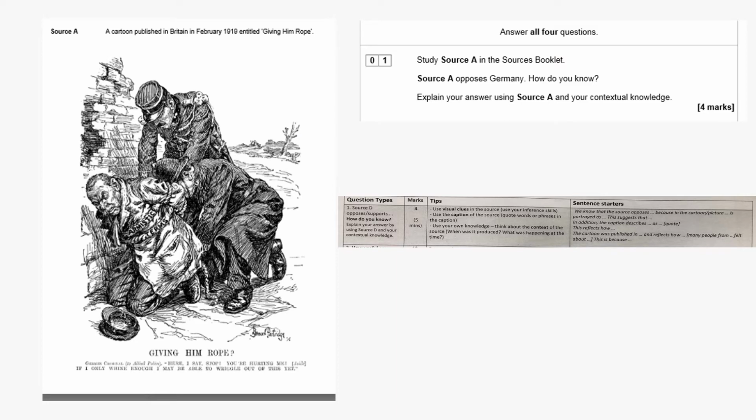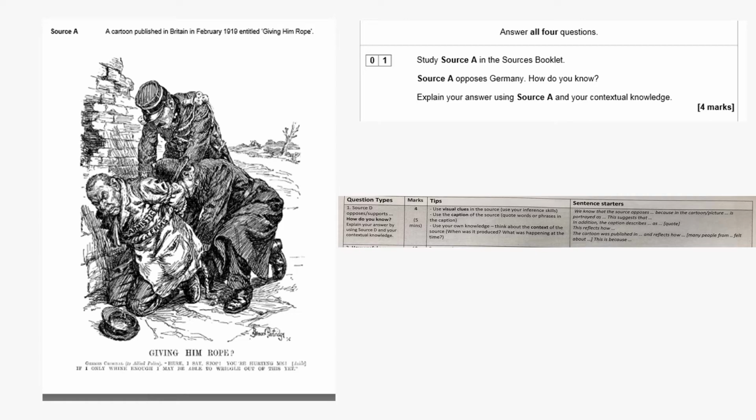So first, your first question. This is a source that you'll have seen before. I mean, we will have practised writing about it before. If you've got your books with you, you'll be able to look in that and see the feedback that I've given you. We did a question like this before. So study Source A in the source booklet. It poses the question: how do you know this source opposes Germany? Explain your answer using the source and your contextual knowledge.